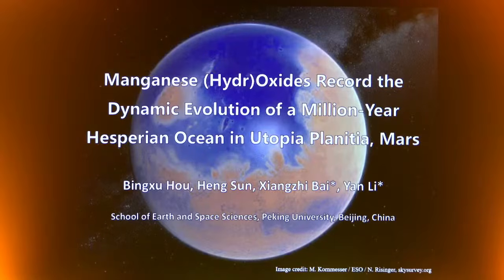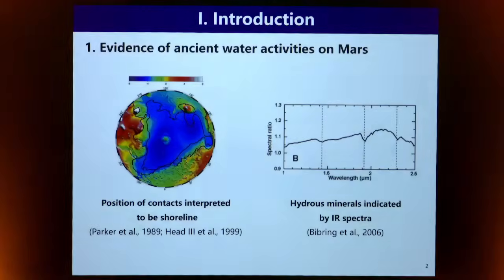Today I'm going to talk about my recent research about what manganese tells us about the aqueous environment on Mars. The title is Manganese Hydroxide Records the Dynamic Evolution of a Hesperian Ocean in Utopia Planitia, Mars. First, I will start with a brief introduction.